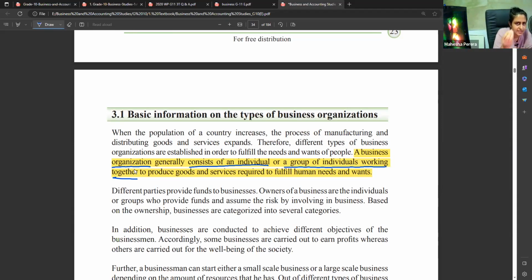For organization, you have to write these words: consist of an individual or group of individuals working together. After that the rest is normal: produce goods and services, or manufacture and provide services, you can write all of that. Ultimately to do what? To fulfill the human needs and wants. Same words.